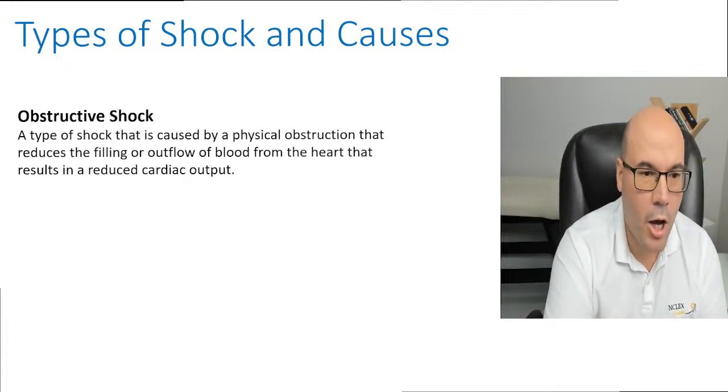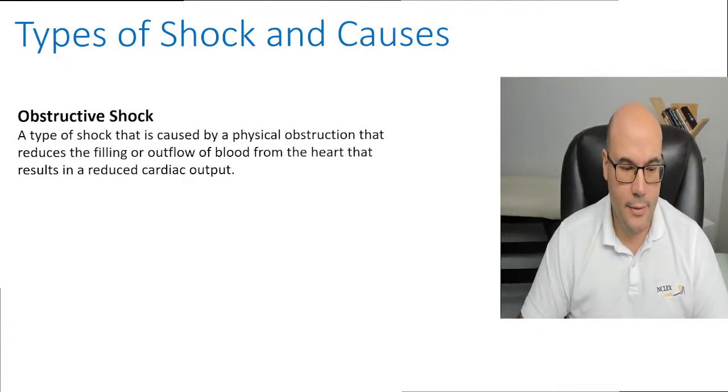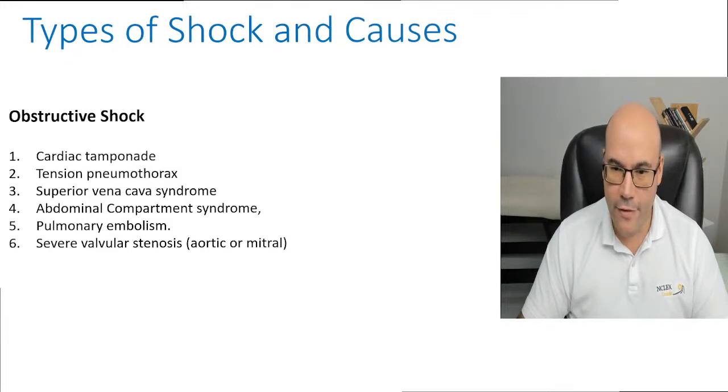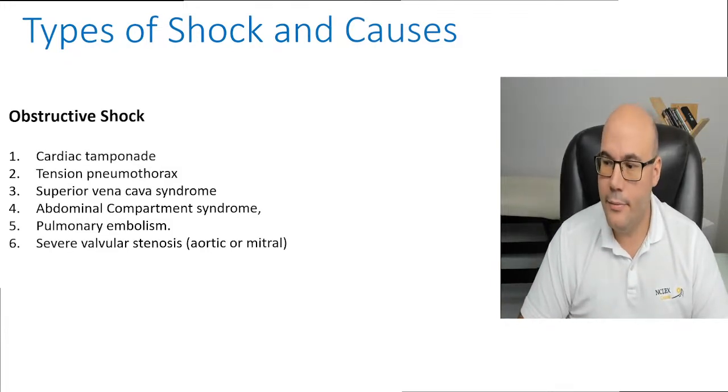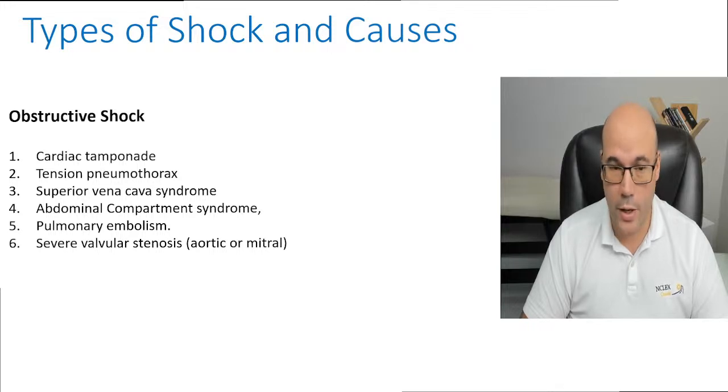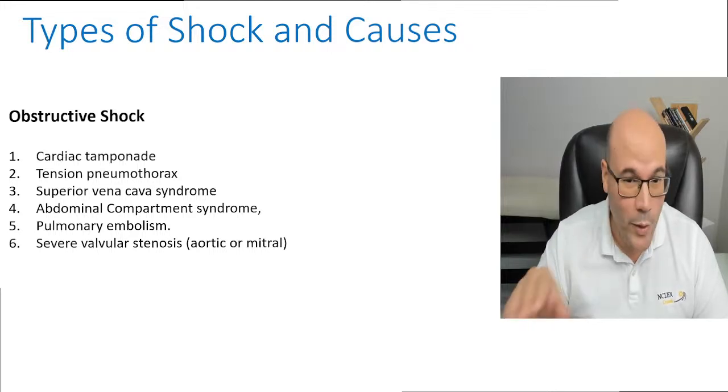Well, we have to talk about cardiac tamponade. And there was a live training on cardiac tamponade. Tension pneumothorax. Superior vena cava syndrome. We even talked about that in one of the live trainings. Abdominal compartment syndrome. Pulmonary embolism. And severe valvular stenosis, whether aortic or mitral. We talked about that.